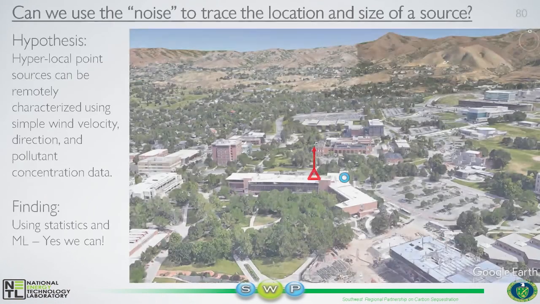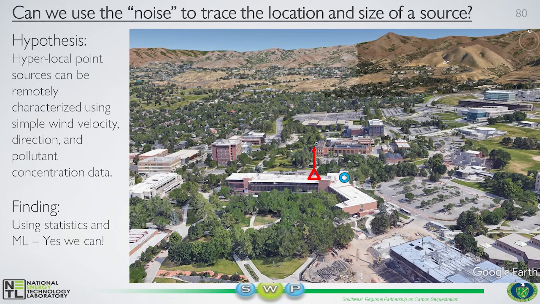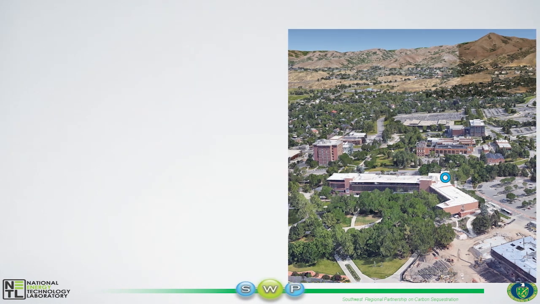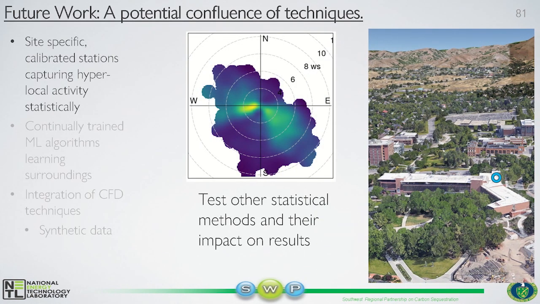Whew! So let's take a look back at our original goal. We wanted to be able to characterize a hyperlocal point source using concentration and wind data, and we did just that. We found that using these statistical visualizations and machine learning techniques, we can develop a good idea of the sources which influence each individual station. So what implications does this have, and what future work can be carried out to get us closer to accurate GHG characterization?